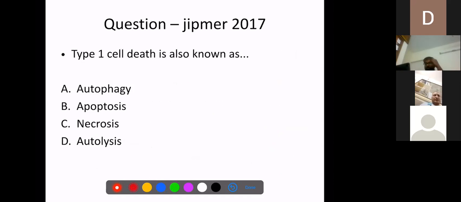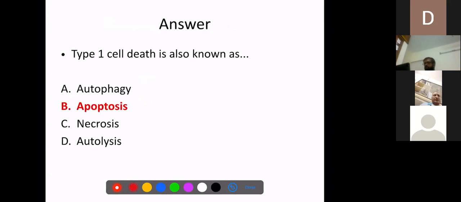Type 1 cell death is also known as type 1 programmed cell death. Excellent, it is apoptosis. Type 2 cell death, type 2 programmed cell death, excellent, that is autophagy. Apoptosis and autophagy are programmed cell death. Necrosis is not.